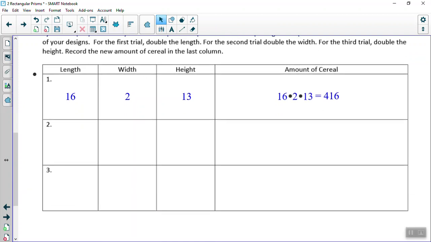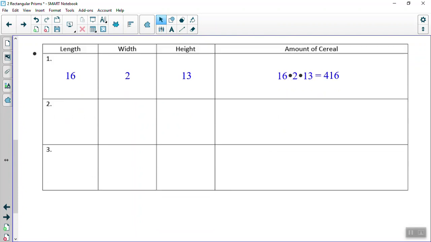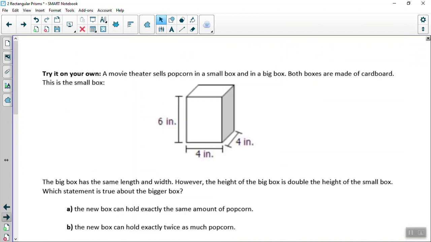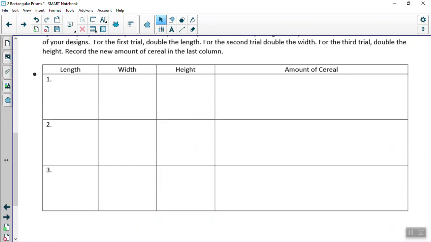All right, now, as you're trying your own, I want you to go and change the width for this one, keep the length and the height set as the original, and then for this trial, I want you to double the height, keep the length and the width as their original measurements, and see what happens. All right, let's go to the last page, and then this one here is going, actually, you know, I changed my mind. We're going to come back and we're going to finish this one out together because I want to be able to talk to you a little bit more about it.